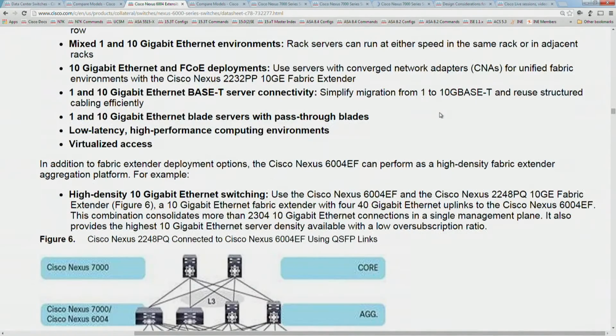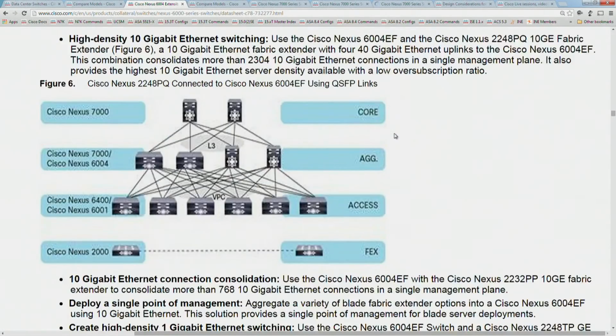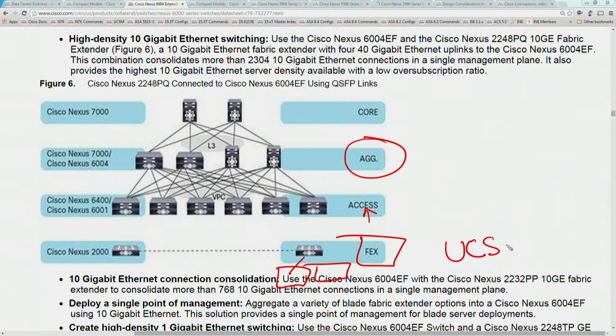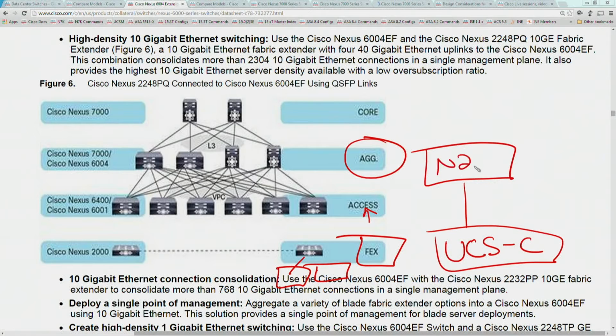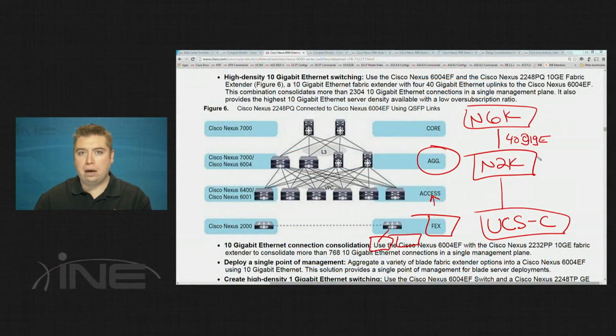But basically where you would put the 6K is in the middle, in aggregation. This is then going to connect down to the fabric extenders at the access layer. And the fabric extenders are then going to go down to your physical servers. So this could be, for example, the UCS C-series servers that have uplink bandwidths that go to the Nexus 2Ks. The Nexus 2K would then go up to the Nexus 6K, and this uplink is going to be a 40 gig E uplink.